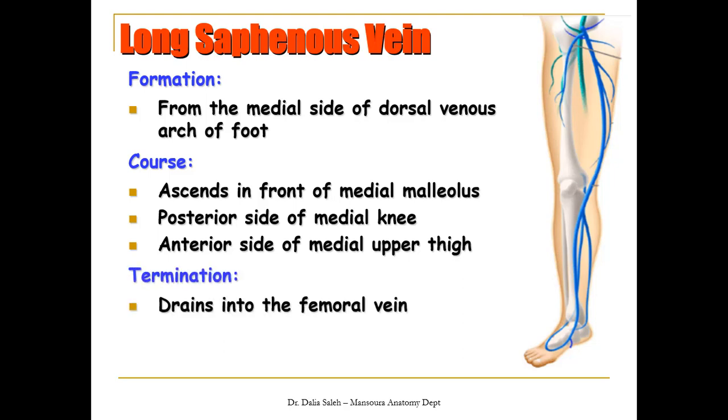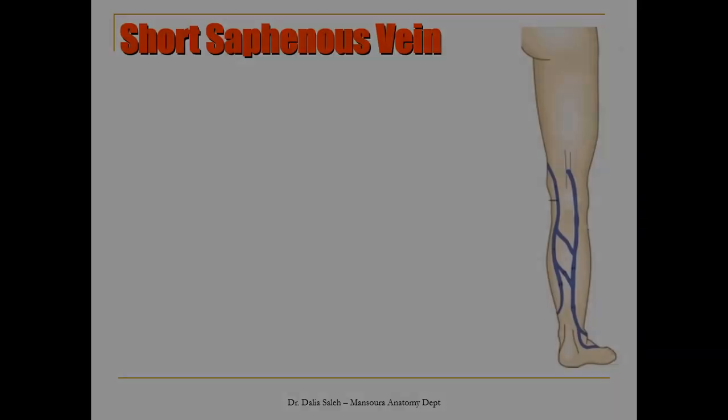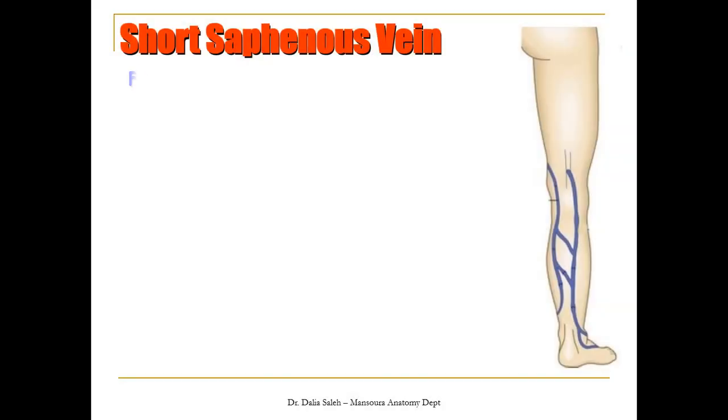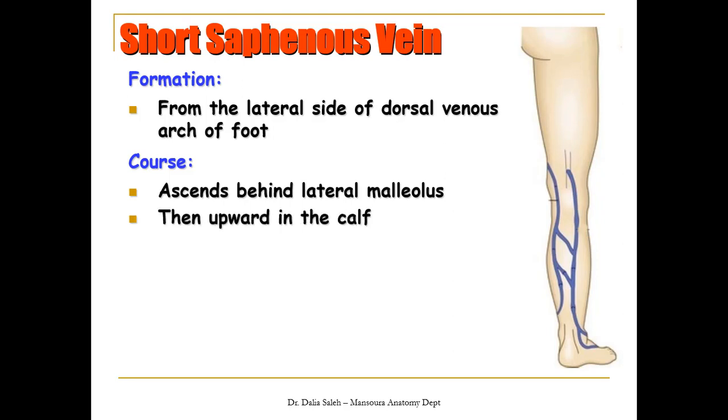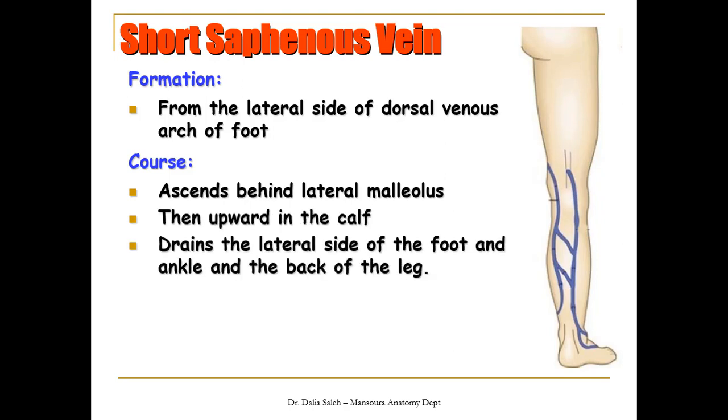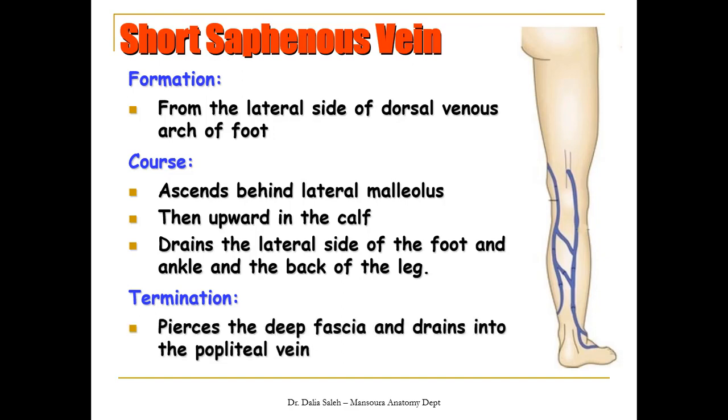into the femoral vein. The short saphenous or the small saphenous vein is formed from the lateral side of the dorsal venous arch of the foot. It ascends behind the lateral malleolus, then upwards in the calf, and along its course it drains the lateral side of the foot, the ankle, and the back of the leg. It pierces the deep fascia to terminate at the popliteal vein.